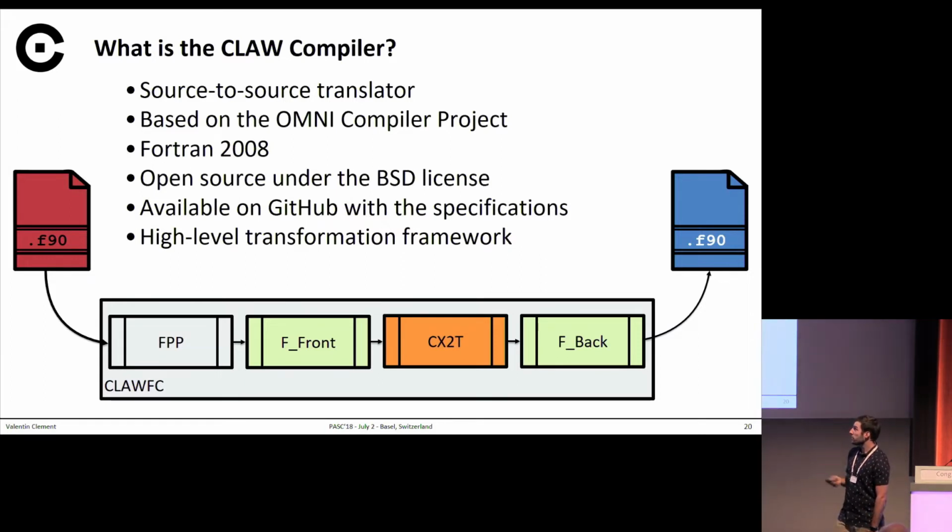We are able to understand Fortran 2008, and of course, everything older than that. It's fully open source, so you can get anything on GitHub, even the directive specification. And we use it for the single column abstraction transformation, but it's written as a high-level transformation framework for Fortran, so you can write any Fortran code transformation with it.